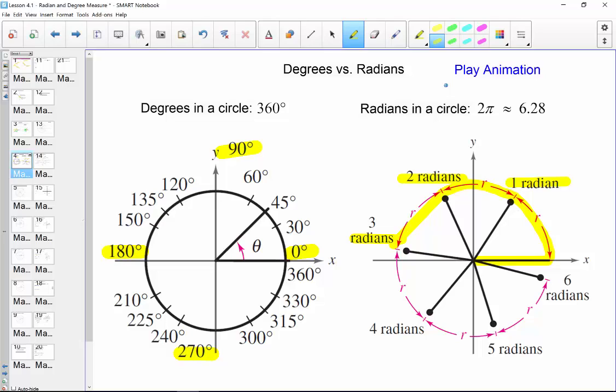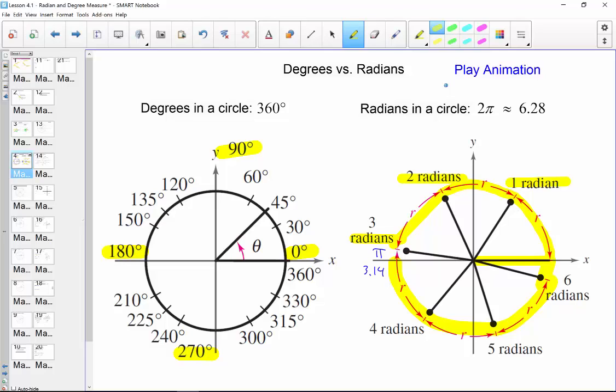In other words, pi, or 3.14 radians. That's an important concept and relationship to understand, that pi equals 180 degrees. If we continue around the circle to 4 radians, 5 radians, 6 radians, we need just a little bit more to make 1 full revolution around the circle. And that amount is approximately 0.28.